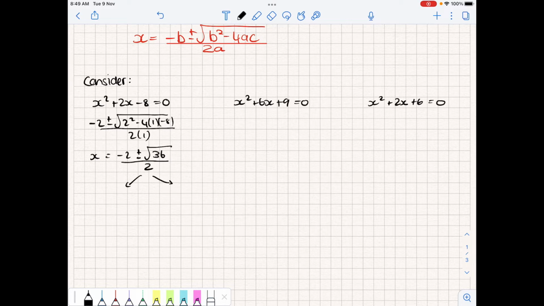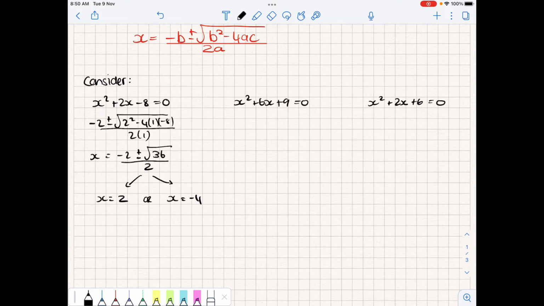So we'll have negative 2 plus 6, which is 4, divided by 2, so we get x equal to 2. Or we can get x equal to negative 2 minus 6, which is minus 8 divided by 2. It gives me minus 4. They are my two solutions. Okay, let's do the next one.